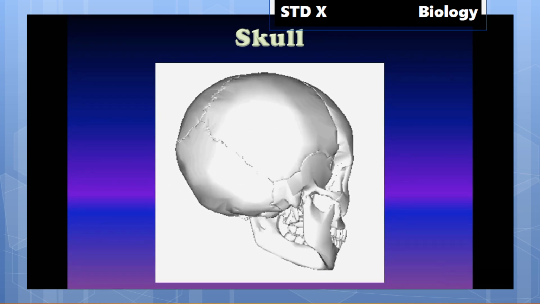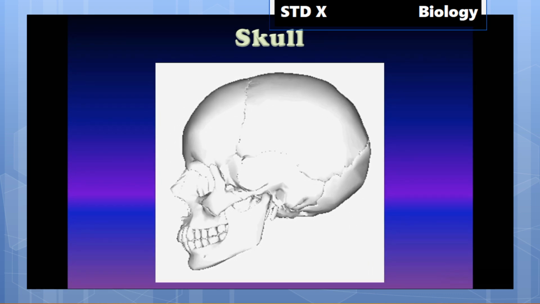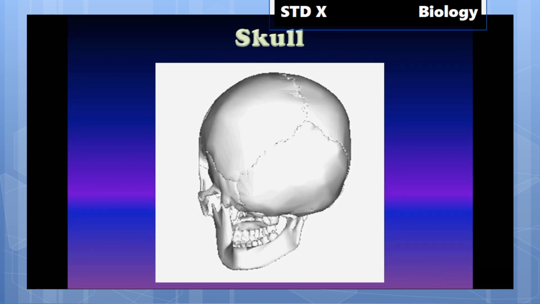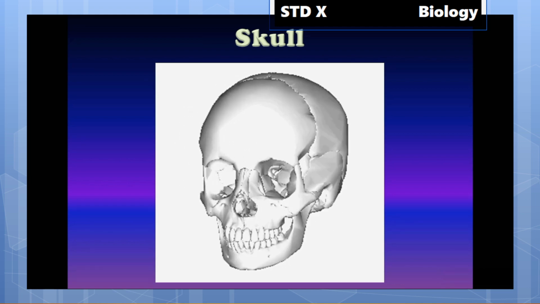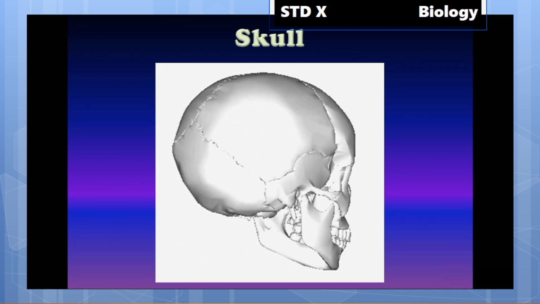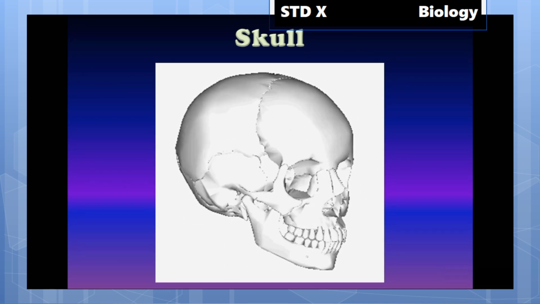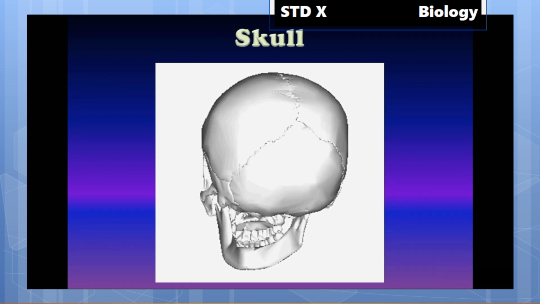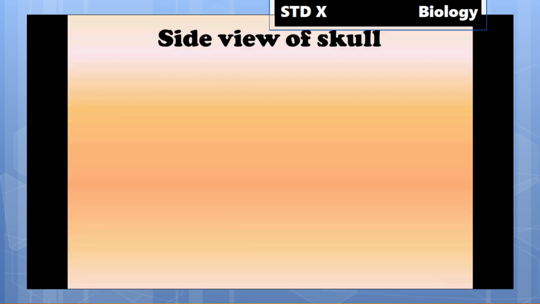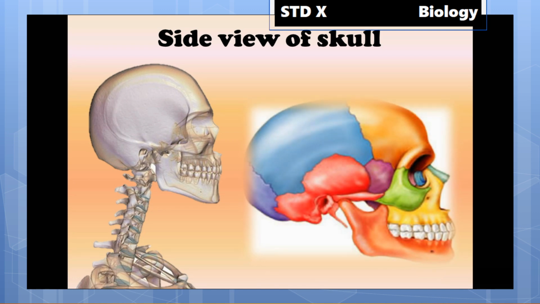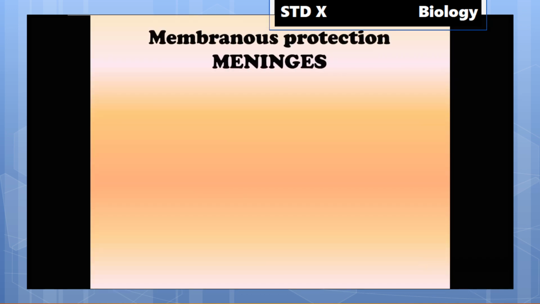Here you can see the skull. The skull is a bone structure that forms the head in vertebrates. It supports the structure of face and provides a protective cavity of the brain. Human skull is composed of 22 bones and all the joints are immovable. Here you can see the side view of the skull showing various joints, which is a fixed type joint or immovable type joint. Let's move to the membranous protection.